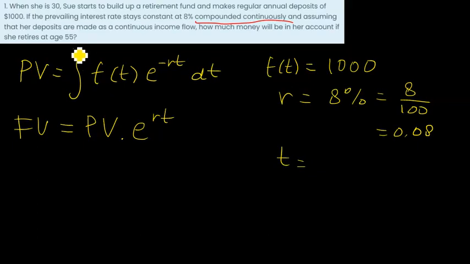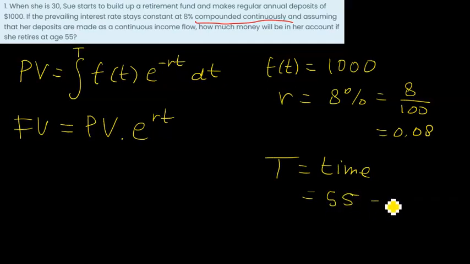Oh yeah, by the way, there is a big T here. The big T here is the time, how much time is spent for that. We have 55 minus 30, so this becomes 25 years. So based on this statement, we can just plug the numbers into the formula.